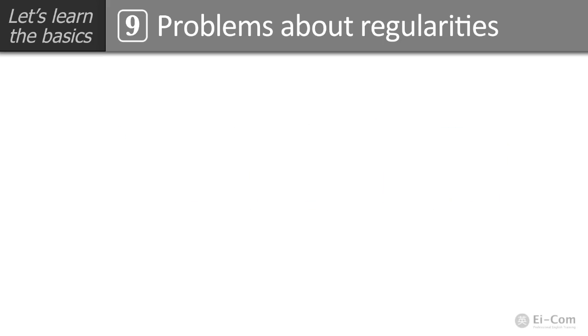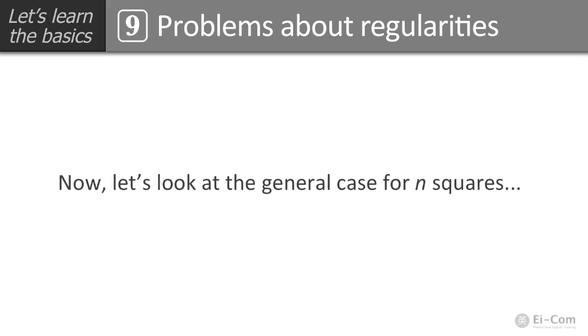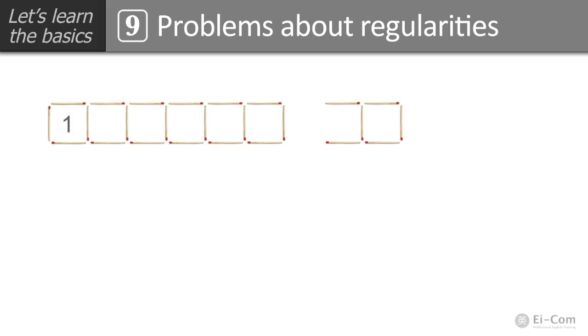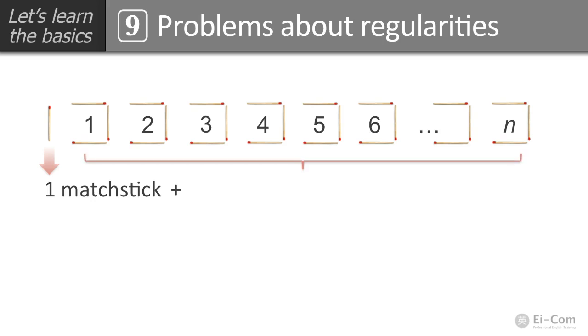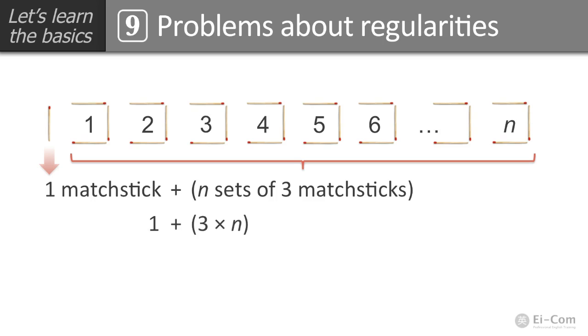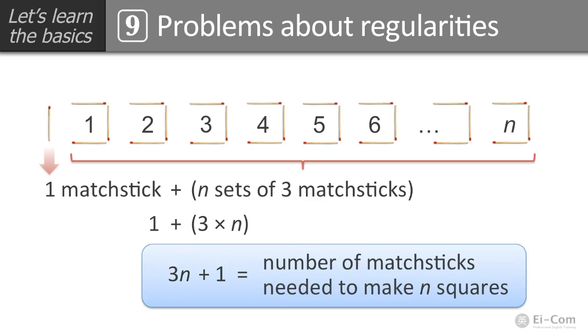In this case, 3 squares are formed from the initial matchstick plus 3 sets of 3 matchsticks. Now let's look at the general case for n squares. In general, n squares can be formed from the initial matchstick plus n sets of 3 matchsticks. Simplifying the expression, we get 1 plus 3 times n. And then switching the order of the terms, we get 3n plus 1. So 3n plus 1 is the number of matchsticks needed to make n squares.